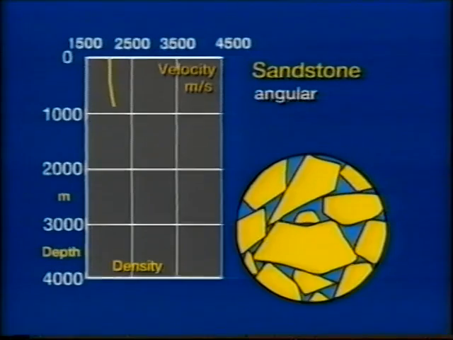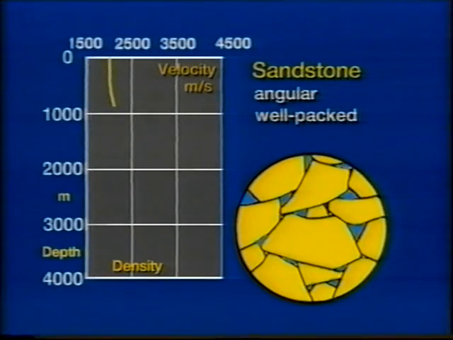But as the grains are buried deeper, the weight of overburden forces a more efficient packing. The number and area of the grain contacts increase. The possibilities for bulging decrease. The stiffness increases markedly, and so does the velocity.